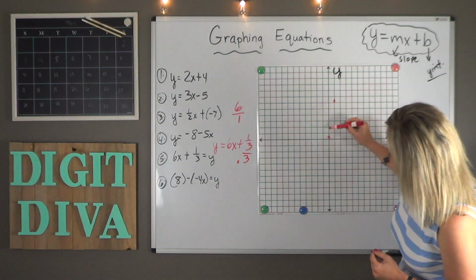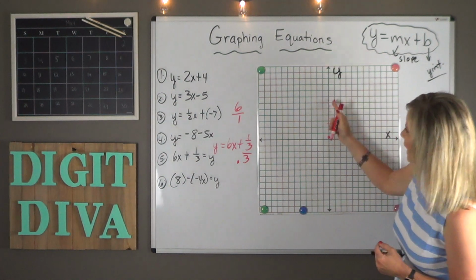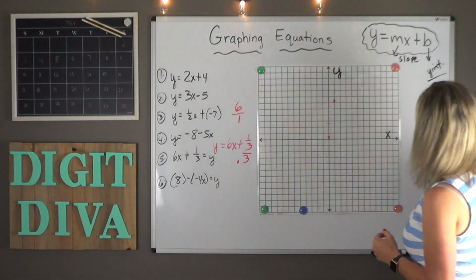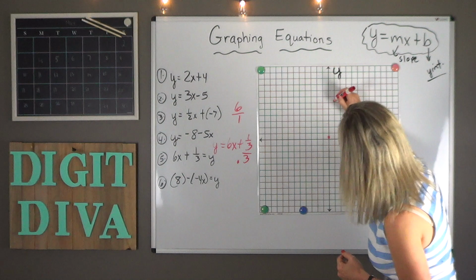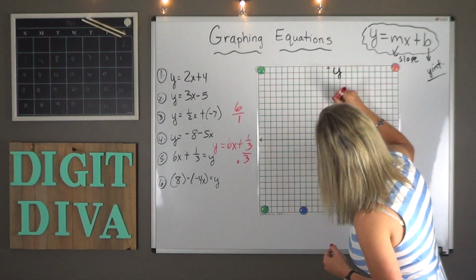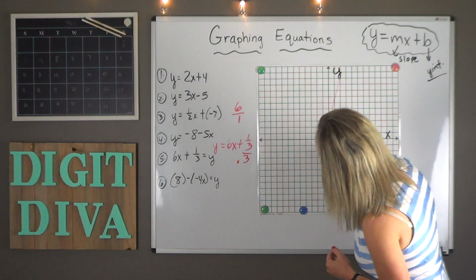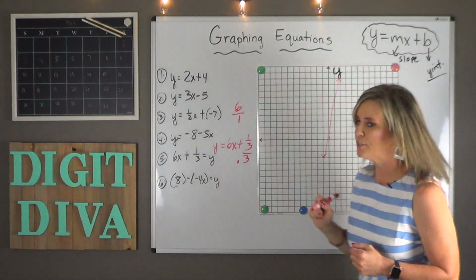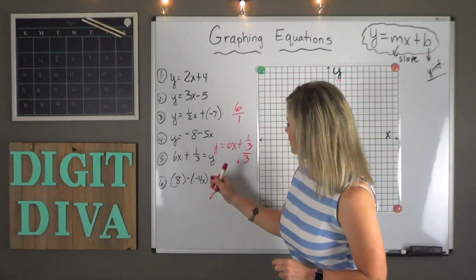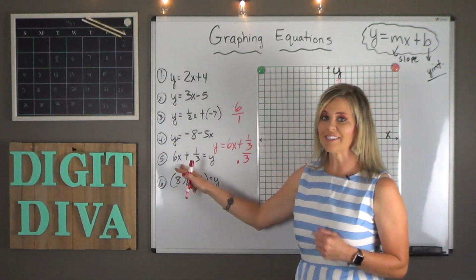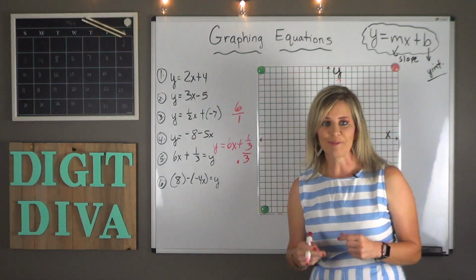So I went up 1 unit, 2 units, 3 units, 4 units, 5 units, 6, and then over 1. Okay? And then I would simply connect those 2 points. Okay, connect these 2 dots best I can. And I have a line that's going up and to the right. I should have a positive slope. I go back and look at my equation, and my slope is positive. It's positive 6. My line's going up and to the right, so I know that we're good.